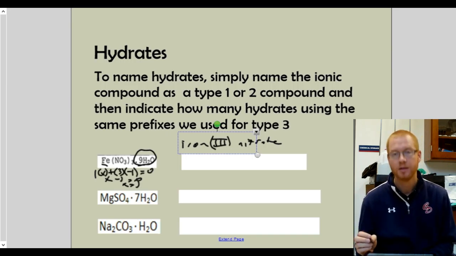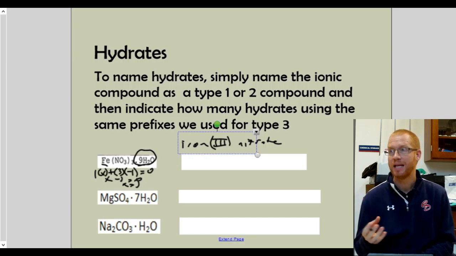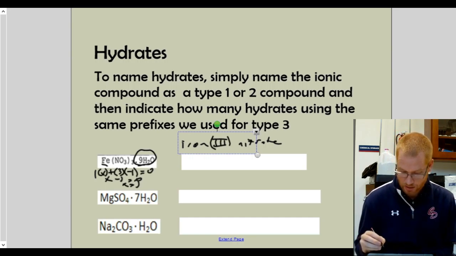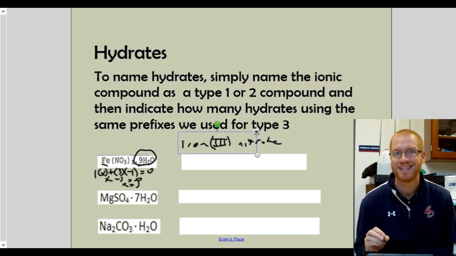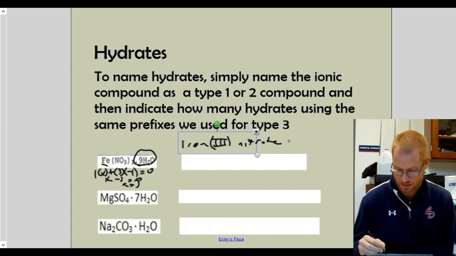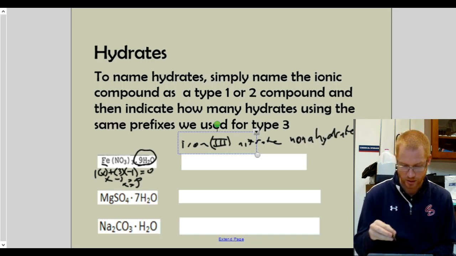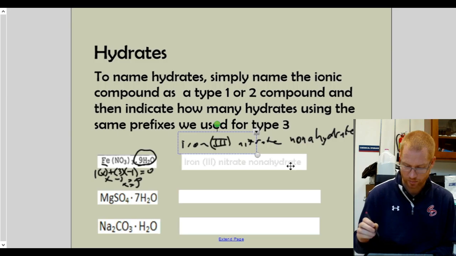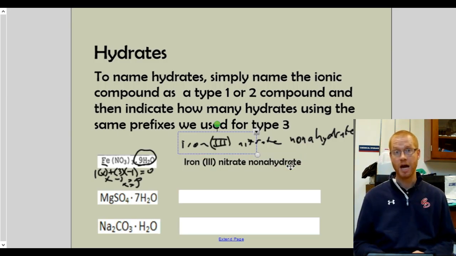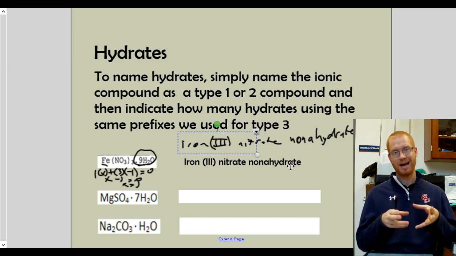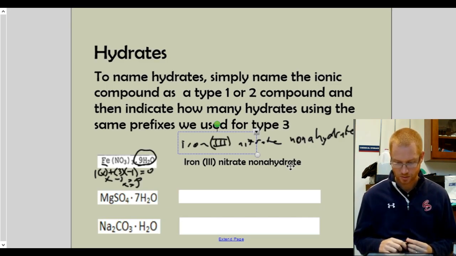Notice that dot right there. So this is a hydrate, and we need to indicate how many water molecules are present. So we need a prefix that means 9. You might remember the prefix that means 9? It is nona. So nonahydrate. The name of that entire compound is iron 3 nitrate nonahydrate, because there are 9 water molecules chemically attached to that iron 3 nitrate substance.